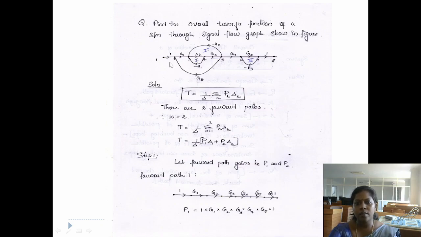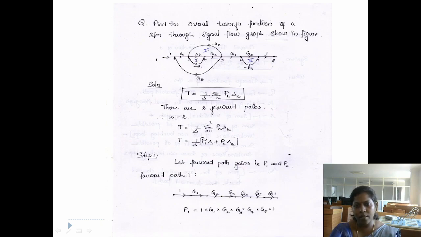So here the number of forward paths is 2. A forward path is, from the starting node to the end, how many paths are available. So here this straight line is one forward path, and starting from node 1, 2, then going to 5, then 6, 7, 8, that is another forward path. So in this diagram we have two forward paths. So k is equal to 2.